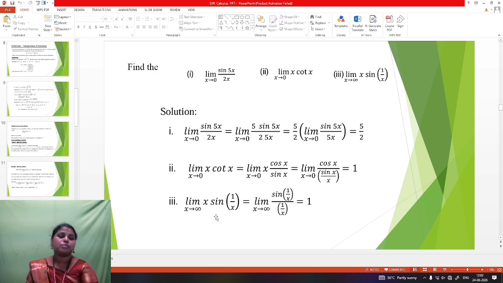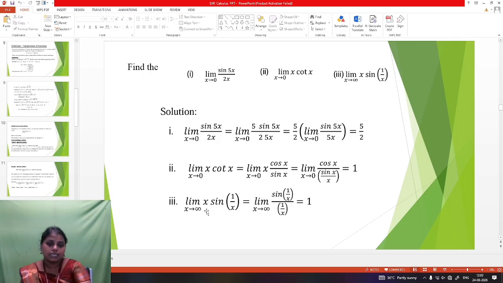Third one: limit as x tends to infinity of x sin 1 by x. This becomes the limit as x tends to infinity of sin 1 by x divided by 1 by x, with x moved to the denominator as 1 by x. So the limit of sin of 1 by x over 1 by x equals 1. The answer is 1.